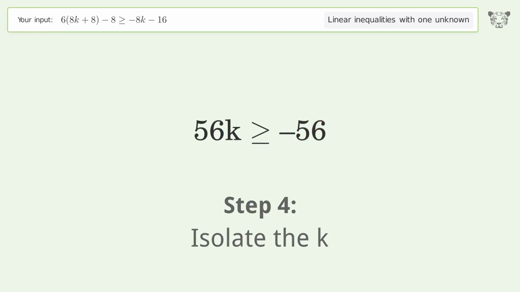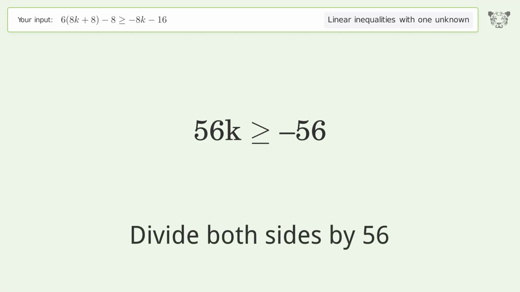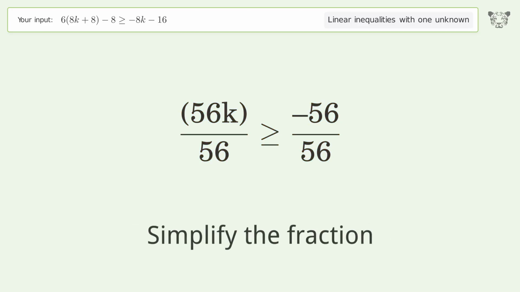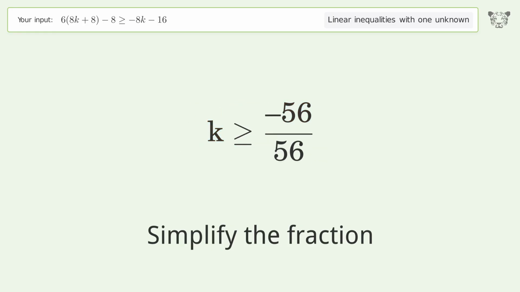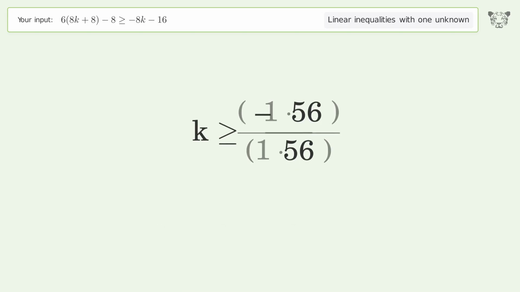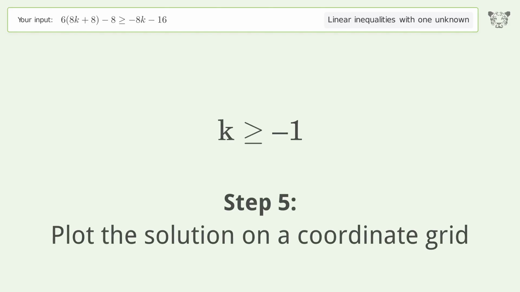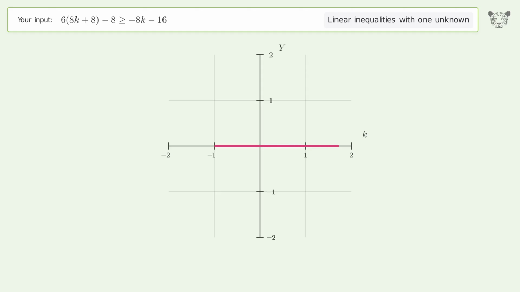Isolate the k. Divide both sides by 56. Simplify the fraction. Plot the solution on a coordinate grid. And so the final result is k equal or greater than -1.